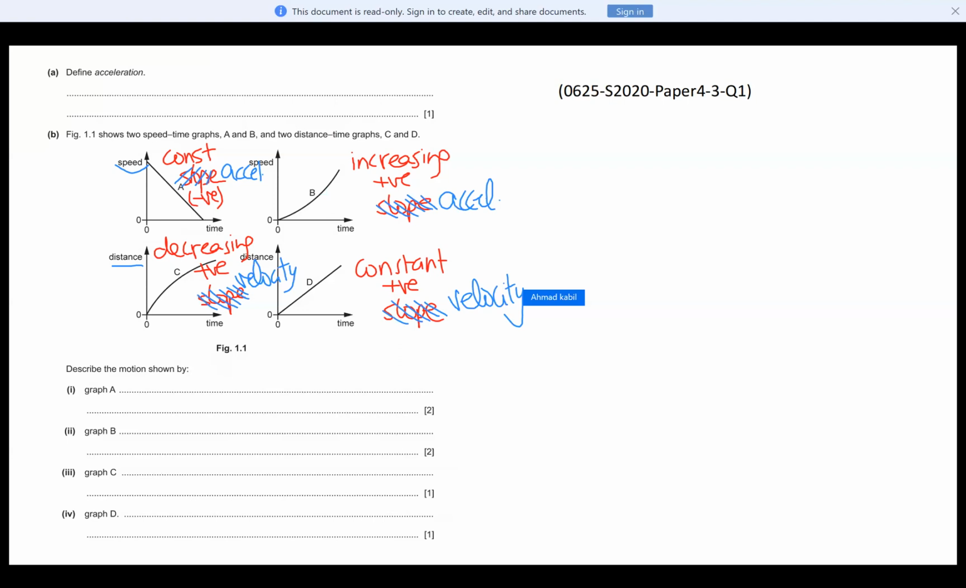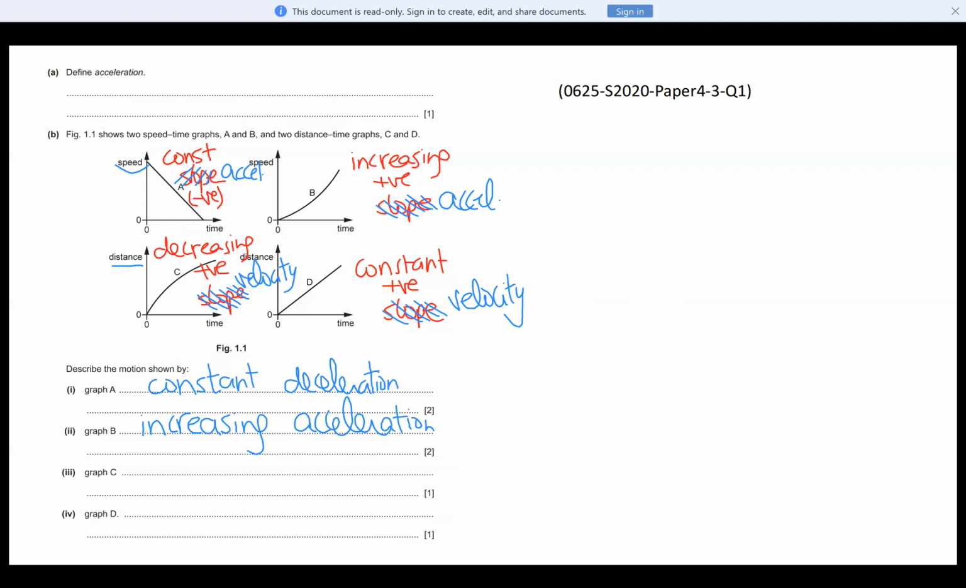Now I have everything I need to write the answers down. For A, we have constant negative acceleration. So this would be constant deceleration. For B, we have positive increasing acceleration. So I can just write increasing acceleration here. For C, we have decreasing positive velocity.